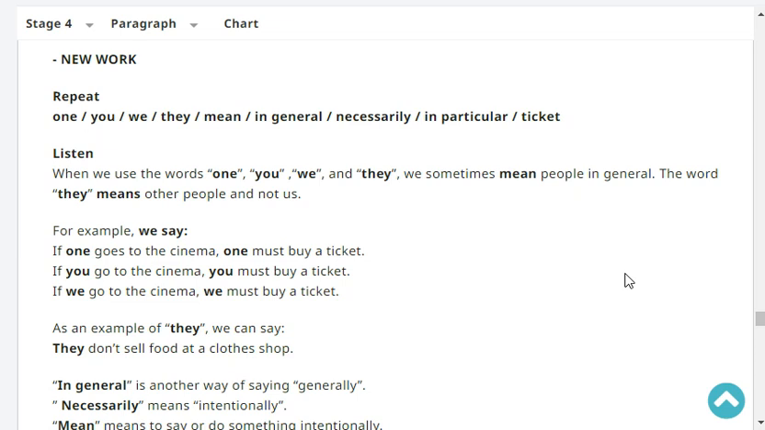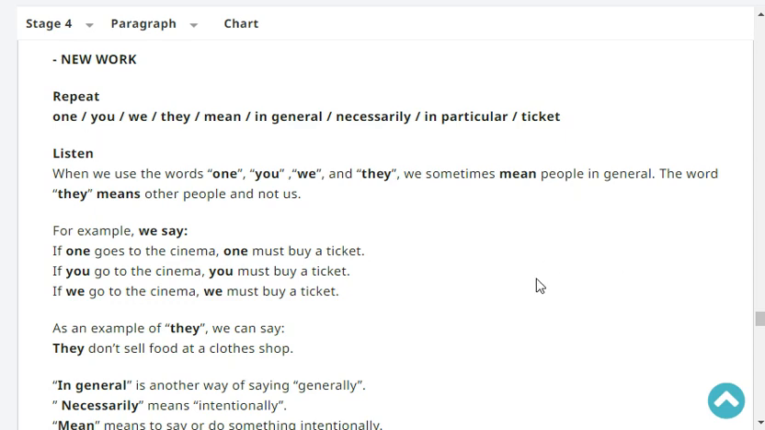Okay, listen. When we use the words one, you, we, and they, we sometimes mean people in general, all the people in the world. The word they means other people and not us. For example, if I say, if one goes to the cinema, one must buy a ticket. So one means everybody, people in general. I can also say, if you go to the cinema, you must buy a ticket. So not you, but all the people. Or we can also use, if we go to the cinema, we must buy a ticket.